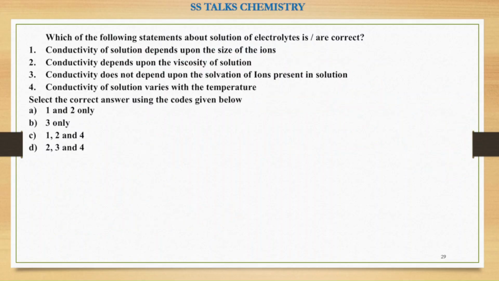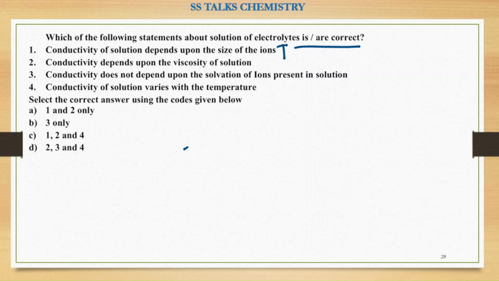Moving on to the next, we have this. It says, which of the following statements about the electrolytes is or are correct? The first statement says conductivity of the solution depends on the sizes of the ions. This is a true statement. We have been seeing that for lithium positive, sodium and potassium, the solvation takes place because their sizes differ, and that affects the conductivity. So this is my true statement.